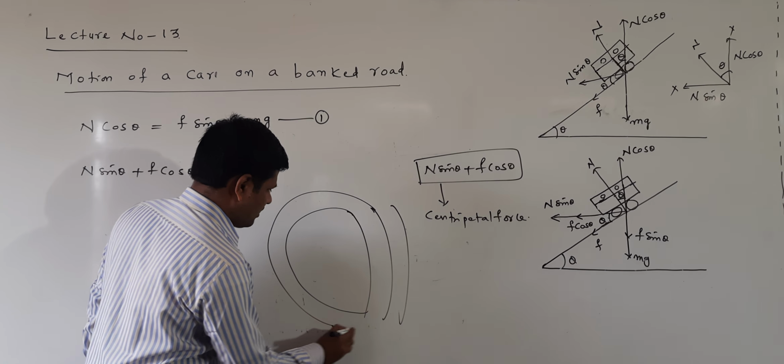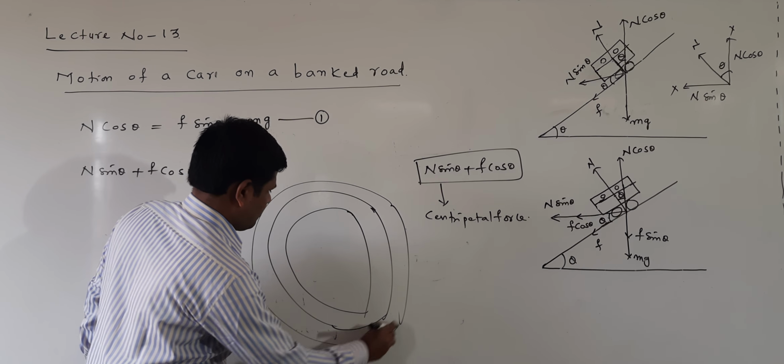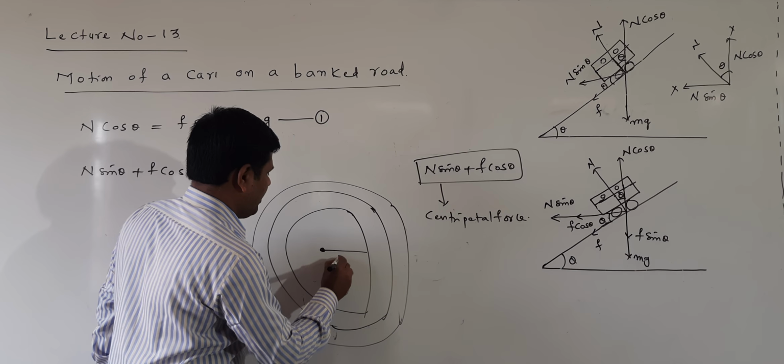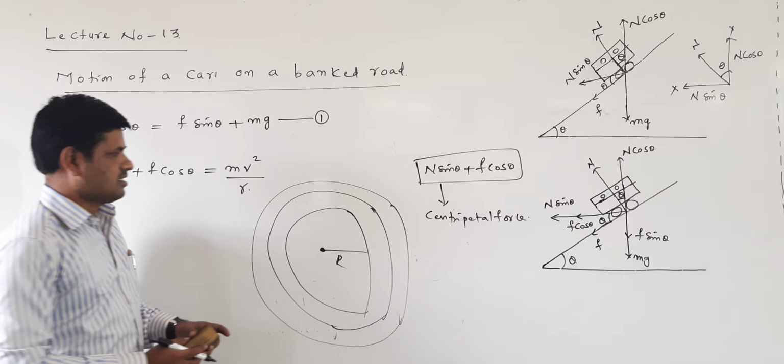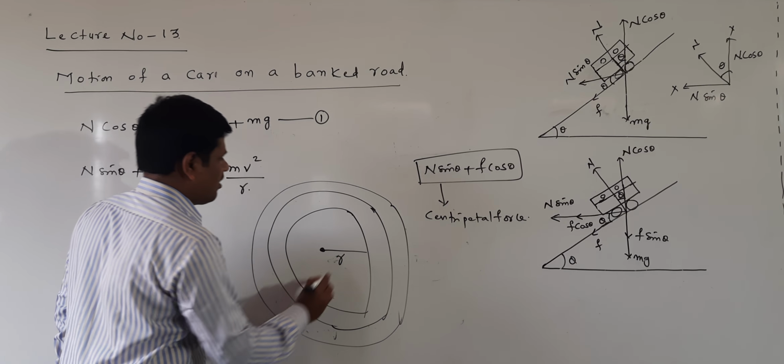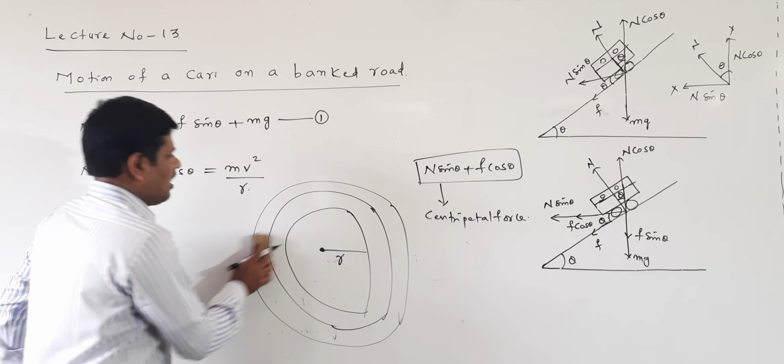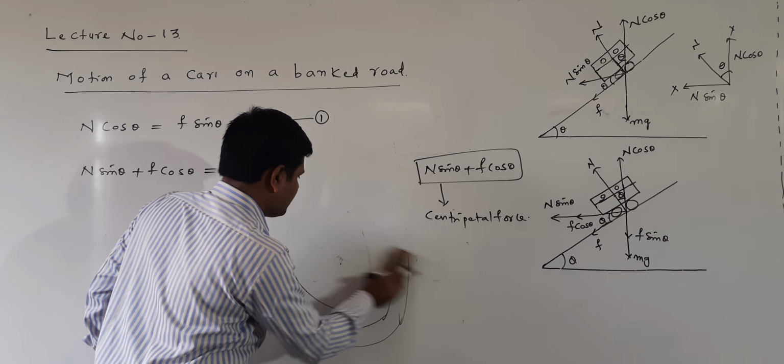Here we are making the total circle like this. Here this gives radius r. Right, this is called a radius. Small r is called the radius of the circular road.